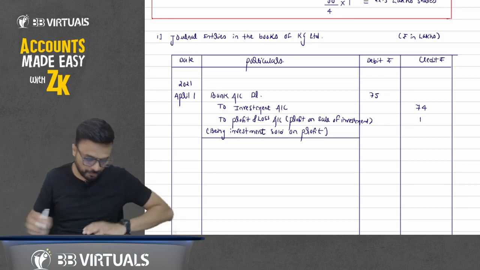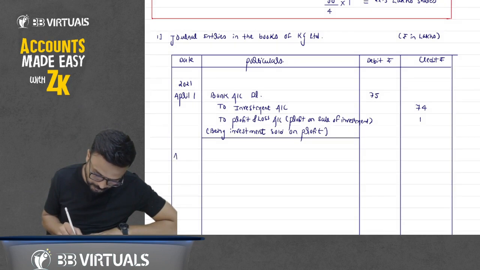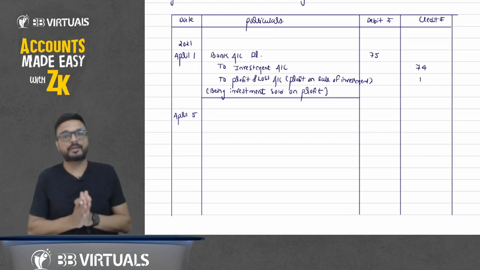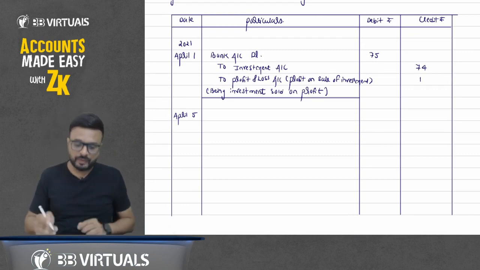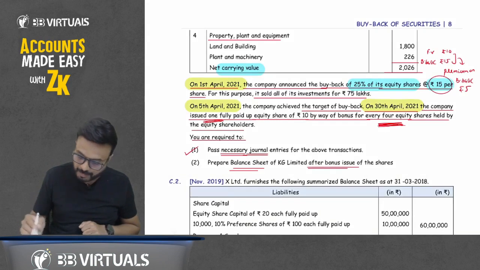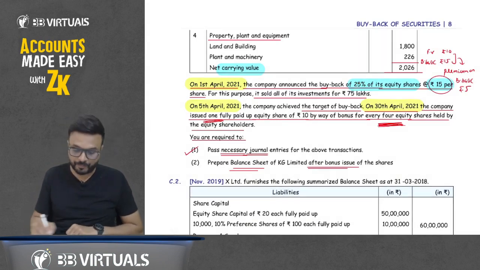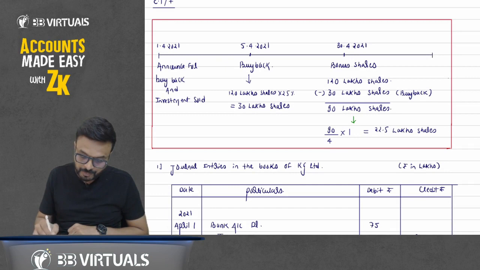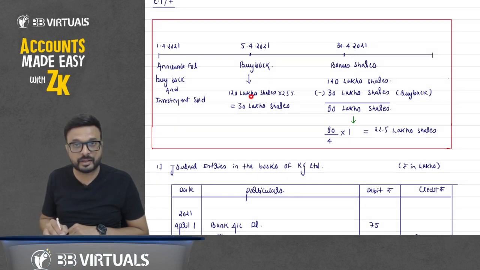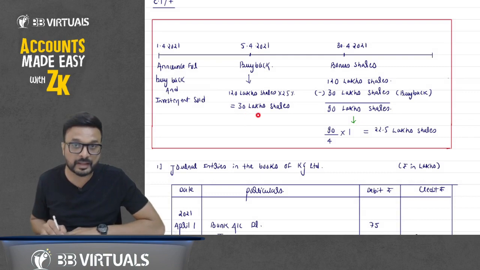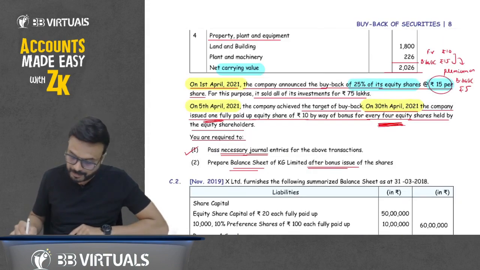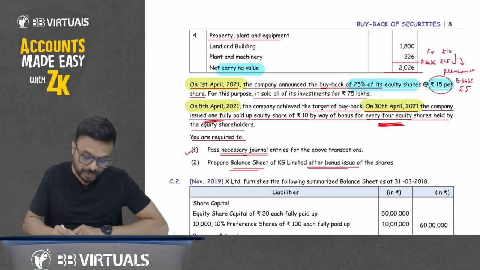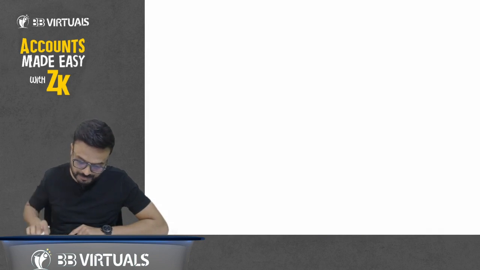Okay, now on 5th of April we have actually done the buyback. Now understand this point. When we do the buyback, how much buyback are we doing? 25%. So how much is 25%? That is 30 lakh shares. So 120 lakh shares, 25% buyback, means 30 lakh shares. We are purchasing them at what price? 15 rupees.